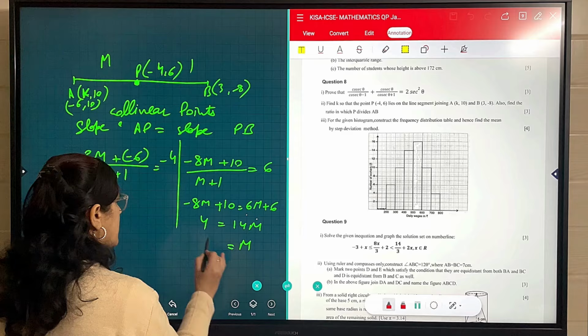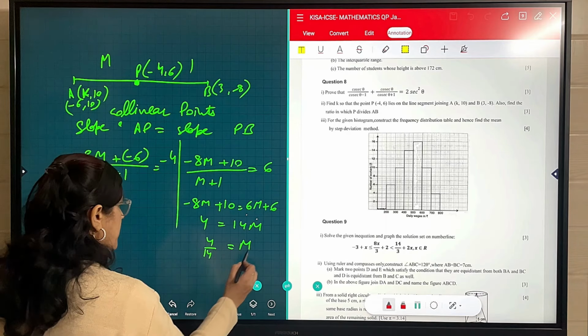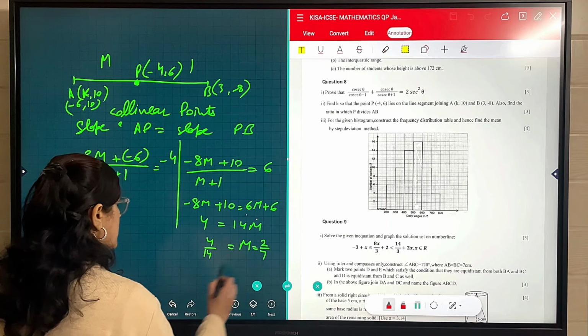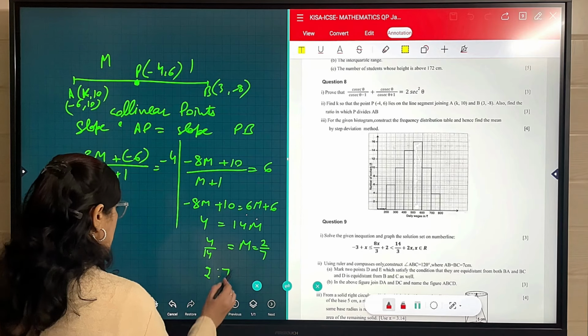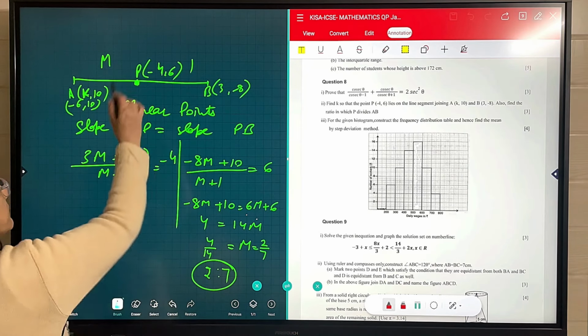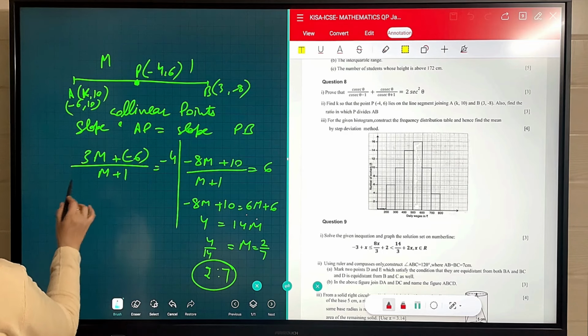So the value of m is 4 by 14, or in simpler terms, 2 is to 7. So the ratio is 2 is to 7. I have taken the ordinate point, meaning the y point. If I had taken the abscissa, we would get the same answer.